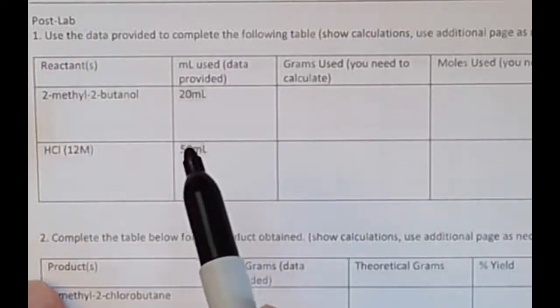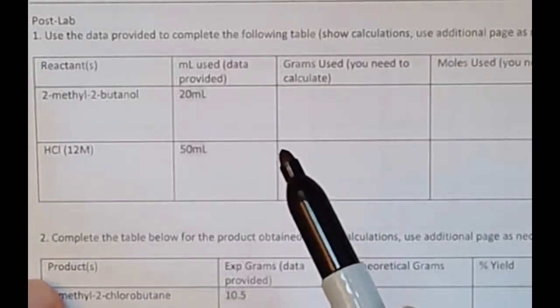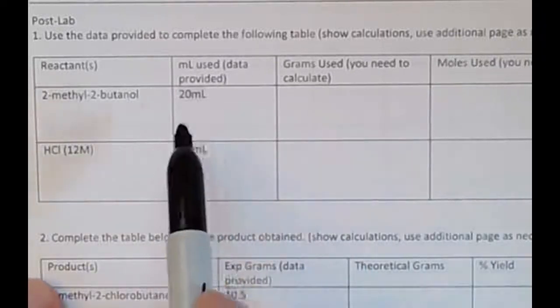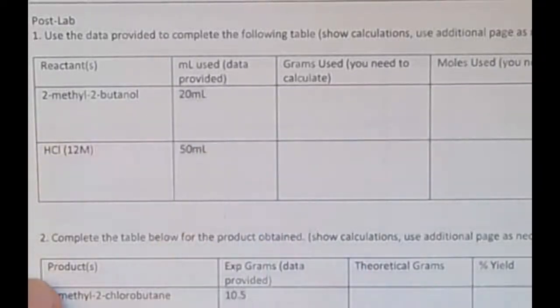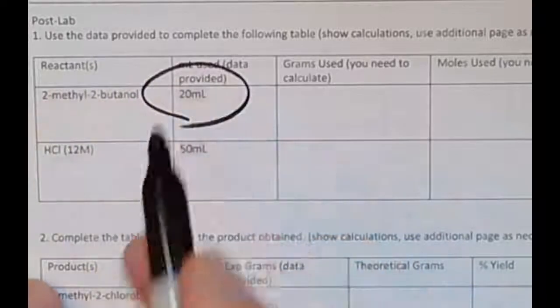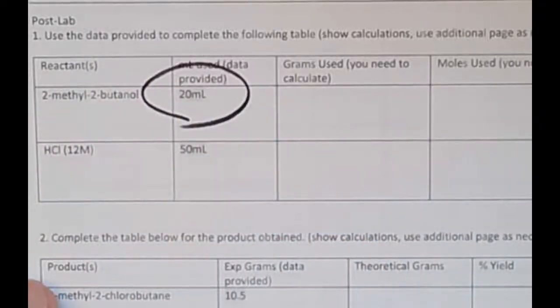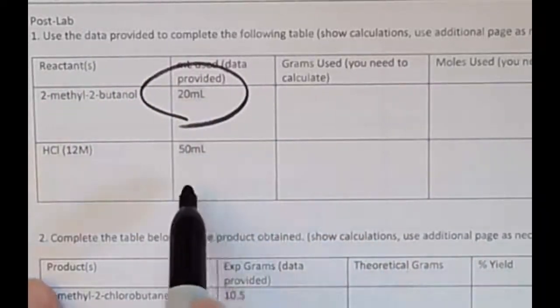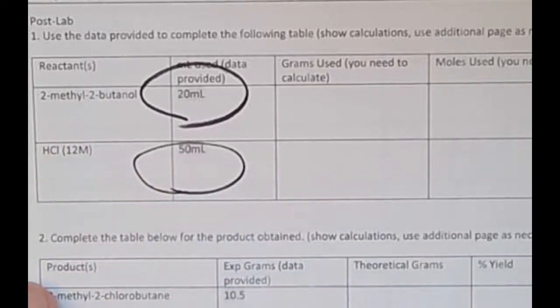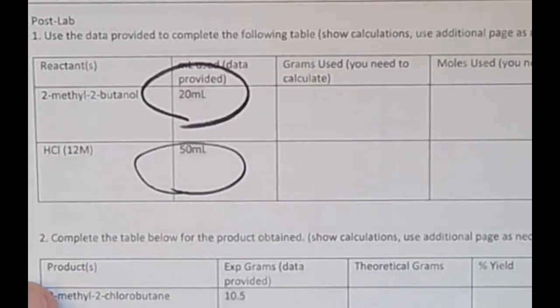So I said to myself, okay, how much of the alcohol did we use? Because we usually measure it by the volume. So I propose that we use 20 ml of the alcohol and 50 ml of the HCl. Now, I should have blocked this out, but I left it there. It's a good system to remember.